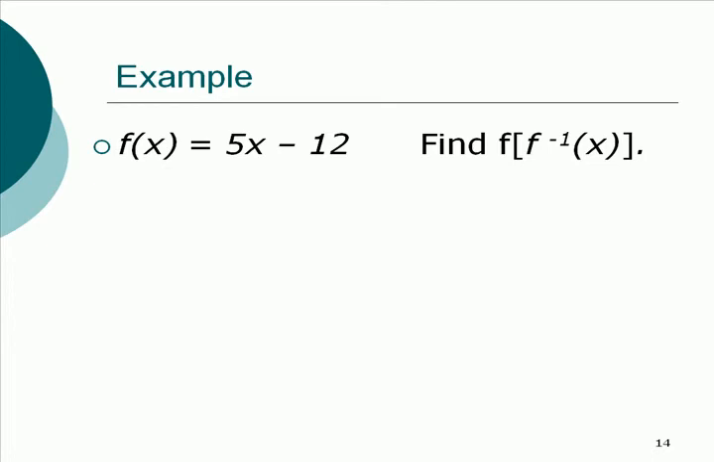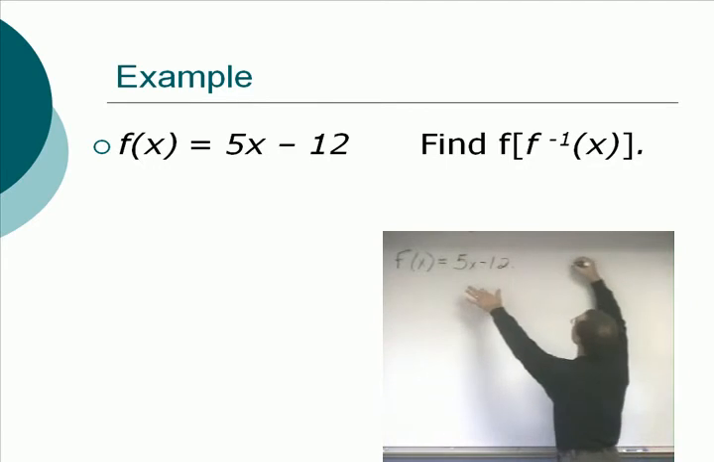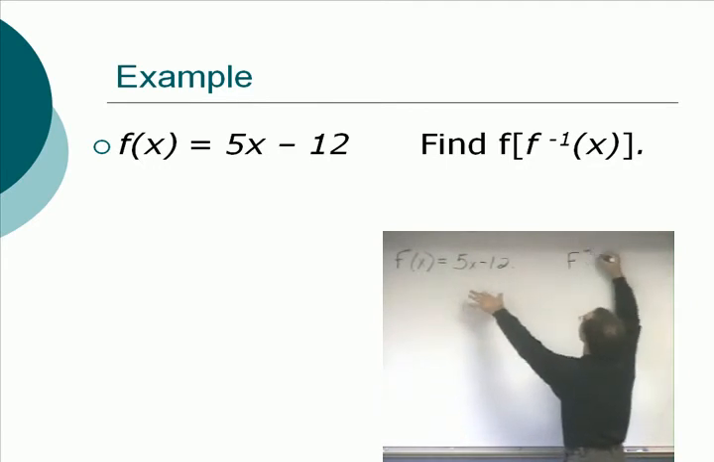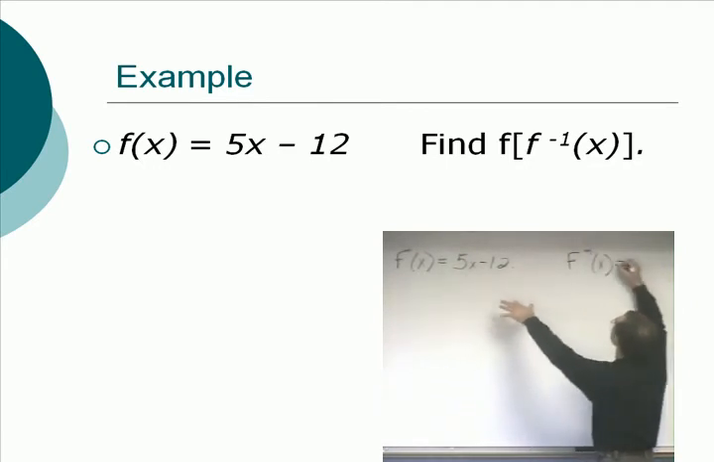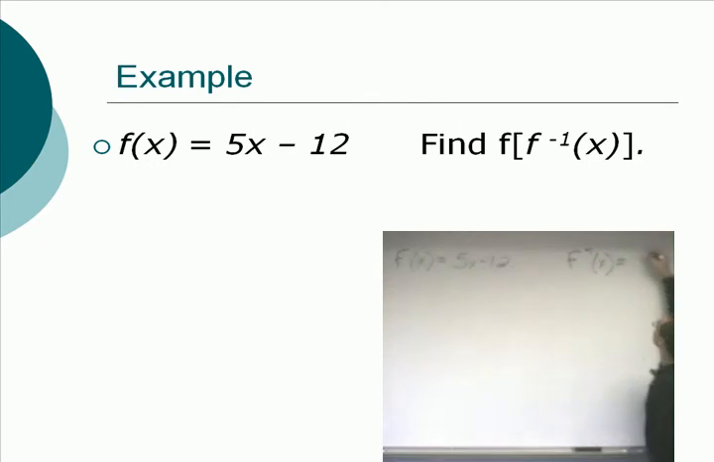Well, what we just established was, we started with that, and in the previous example, we showed that f inverse of x is equal to, let's see, it was x plus 12 over 5, wasn't it? Okay. Now, what we want to do is find the composite function that you get when you plug an inverse into the original function. Maybe you can guess what you're going to get.